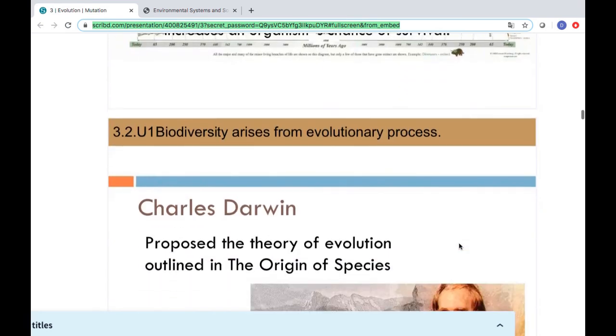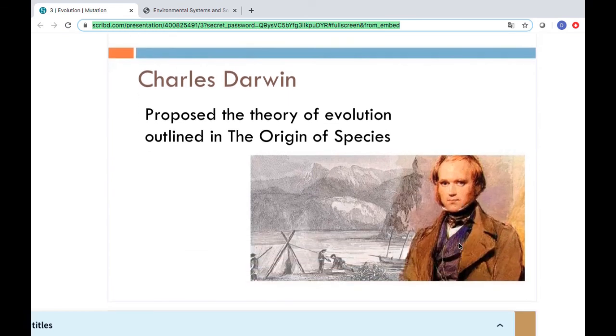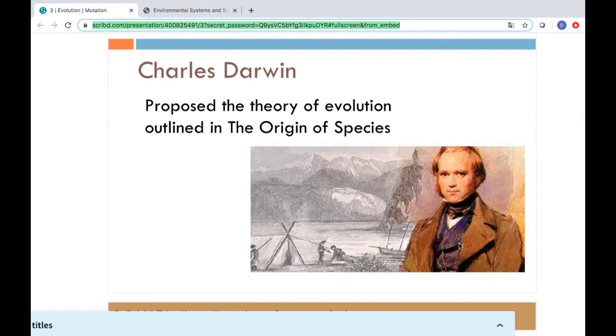Now we're going to talk about Charles Darwin. He proposed the theory of evolution, and he wrote The Origin of Species, explaining all the discoveries that he made in different islands, mainly in the Galapagos Islands. So he noticed something strange between the same species and how they had been changing over time.